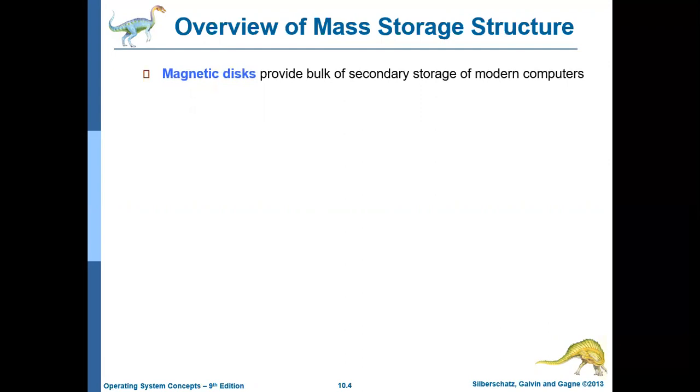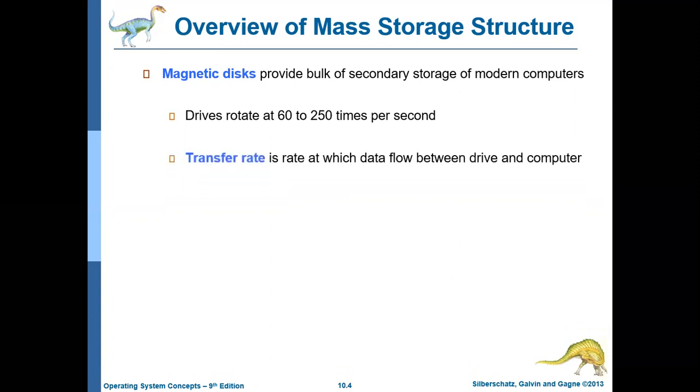So if you take a typical hard disk, it is a magnetic disk. Generally magnetic disks are used to provide bulk storage, and they are used as the secondary storage units. These magnetic drives contain cylinders, or several platters. These platters rotate at a speed of 60 to 250 times per second.